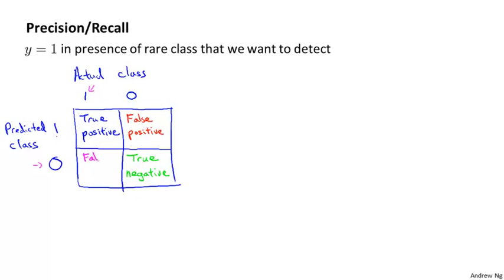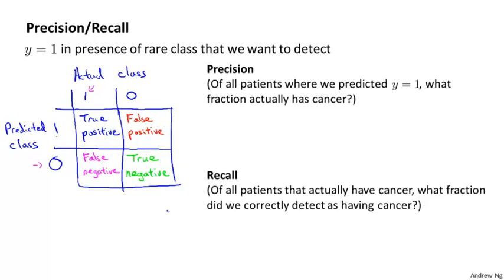That's called a false negative because our algorithm predicted 0, but the actual class was 1. And so we have this little 2x2 table based on what was the actual class and what was the predicted class. So here's a different way of evaluating the performance of our algorithm. We're going to compute two numbers.